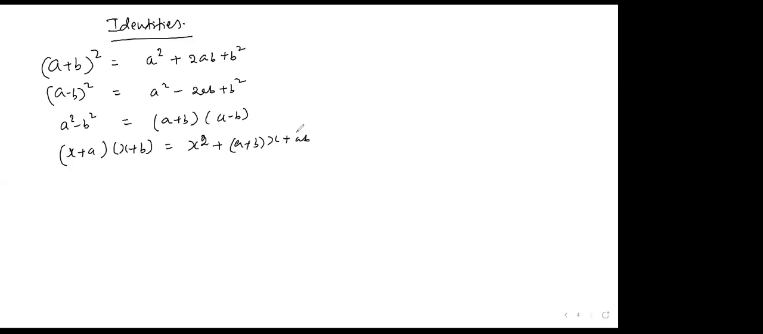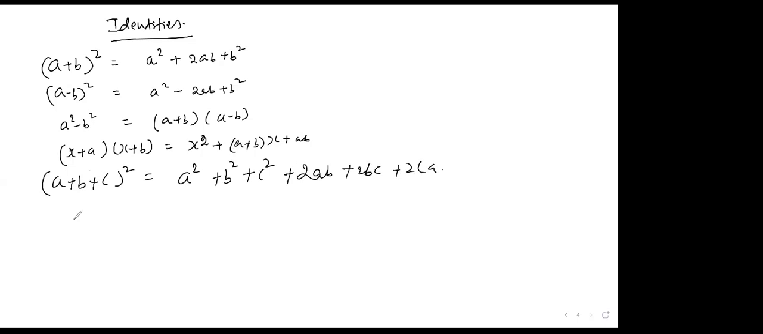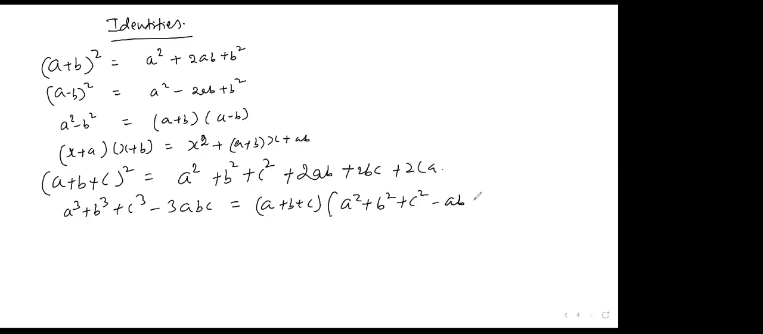Okay? We have (a plus b plus c) whole square is a square plus b square plus c square plus 2 times ab plus 2 times bc plus 2 times ca. And a cube plus b cube plus c cube minus 3abc equals (a plus b plus c) times (a square plus b square plus c square minus ab, minus bc, and minus ca).